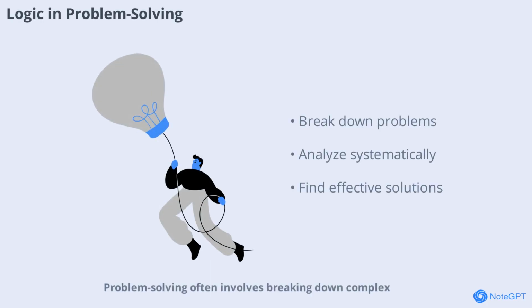Problem solving often involves breaking down complex issues into smaller parts using logical operators. By connecting conditions with and, or, and not, you can systematically analyze problems and find solutions. Logical thinking is a valuable skill for tackling challenges in any field.